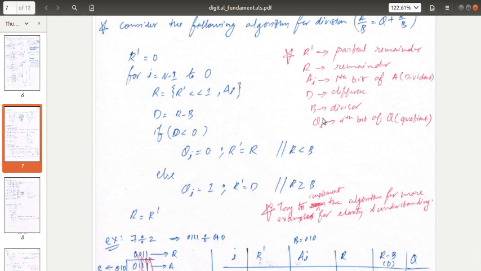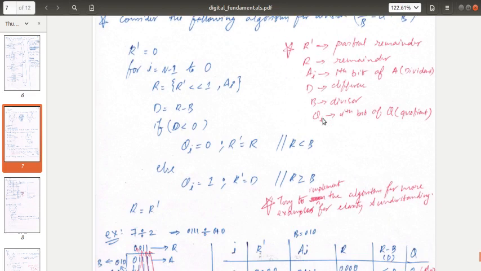One thing I have to say before moving on is that this is one version of this particular algorithm. There are other versions of this algorithm in which R bar is initialized using A. So there will be slight changes in implementation, but essentially the logic is the same. I am using this particular version because I felt this is the easiest one to understand.